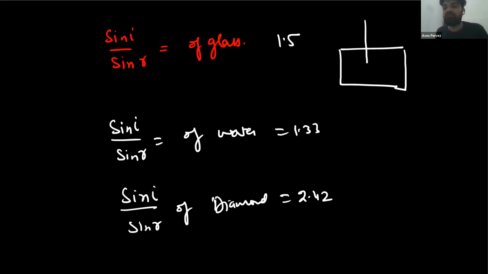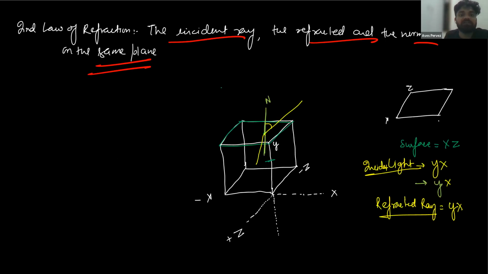For example, let's suppose this is 30, then this value will adjust accordingly. If you increase this angle, then the refracted ray will make such an angle that the ratio of this value and this value will be constant. Always it remains constant. Got it? Yes, sir. It will always be 1.5. It will not change. So this is called Snell's law, and this is the second law of refraction.